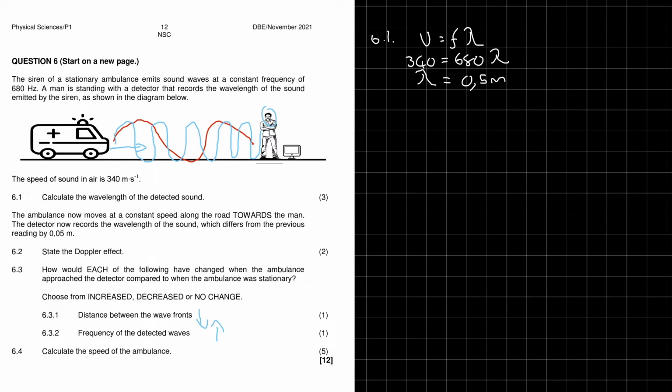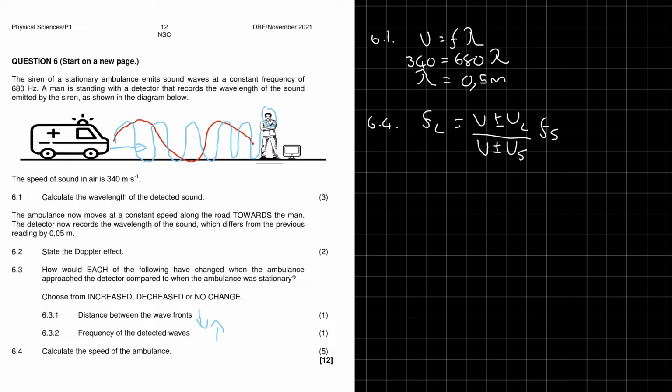Now we need to calculate the speed of the ambulance. How do we even start? Well, first of all, we know it's the Doppler effect, which means we're eventually going to be using the formula: the frequency of the listener is equal to v plus or minus the velocity of the listener, divided by the velocity of sound plus or minus the velocity of the source, times the frequency of the source. So we know we're eventually going to be using this equation, but we need to get the values because we're missing some here.